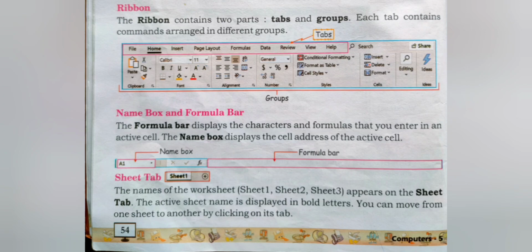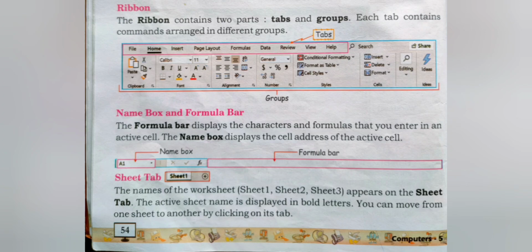Which are the tabs? File, home, insert, page layout, formulas, data, review, view, help. These are the tab names. What are the group names? Clipboard, font, alignment, number, styles, cells, ideas. These are the group names.